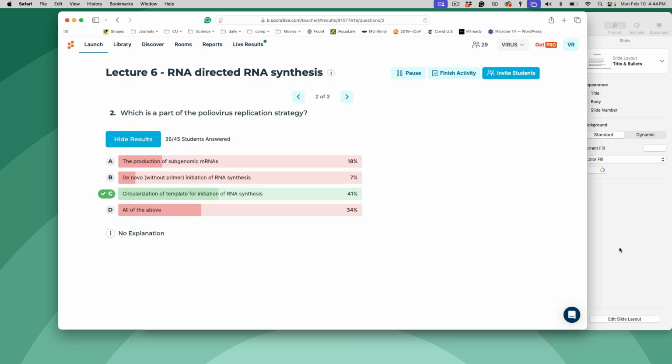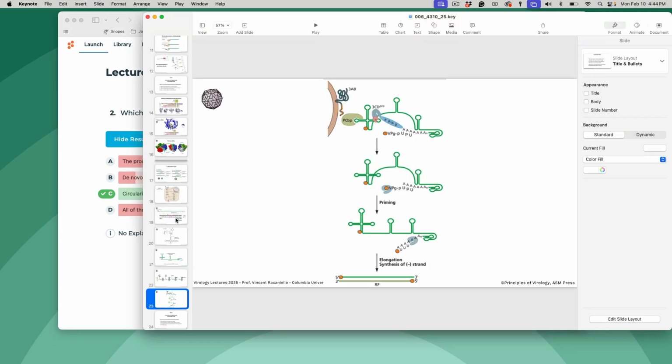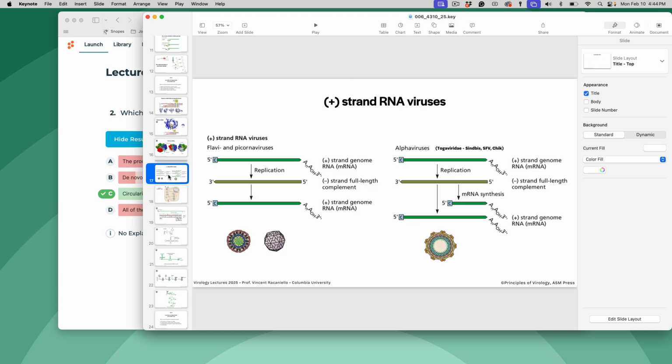What's the first one? The production of subgenomic RNAs. No, where's a nice slide that shows that? Now here. So we have the plus RNA that comes in, it's made into a minus RNA, and then another plus. Maybe you confused it with alpha viruses, which is a different family. They make subgenomic RNAs. I'm sorry. That's not the right answer.